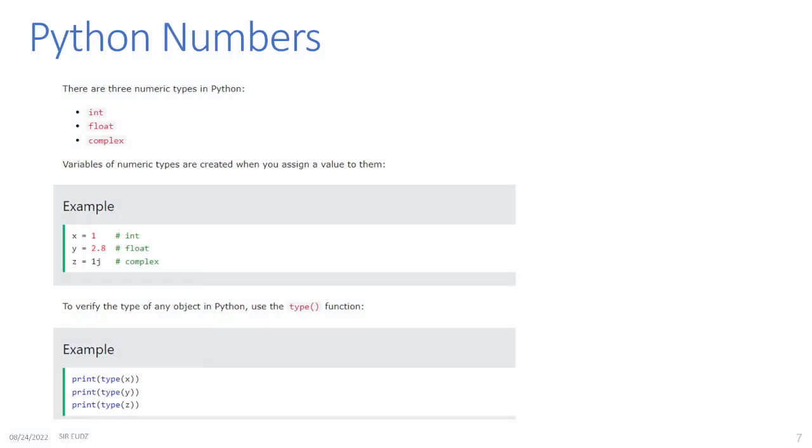So, Python numbers. There are three numeric types in Python: integer, float, and complex. Complex is used mostly for mathematical purposes. Variables of numeric types are created when you assign a value to them. If we place x equals 1, this x becomes an integer. y equals 2.8, because of the fraction, y becomes float. z equals 1j, so it becomes a complex data type. To verify the type of any object, use the type function. So we have print type x, print type y, and print type z. I did not place the output here, so let's try this.